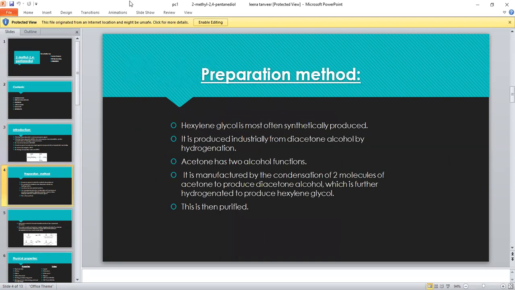Hexylene glycol is produced synthetically, but when it is produced in industries, it is produced from diacetone alcohol by the process of hydrogenation. Hydrogenation is a chemical reaction between molecular hydrogen and another compound or element in the presence of a catalyst. Acetone has two alcohol functions. It is manufactured by the condensation of two molecules of acetone to form diacetone alcohol. Condensation is a process where water vapors become liquid, which is further hydrogenated to produce hexylene glycol. The hexylene glycol produced is then purified.